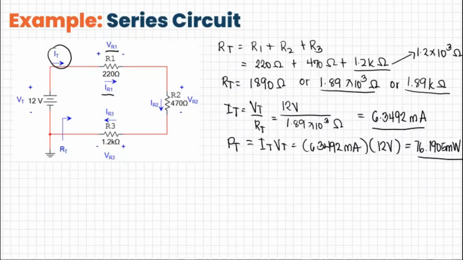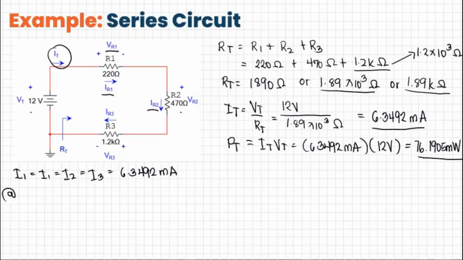Okay? So, how do we do that? So, i-apply natin yung concept na nabanggit natin na kapag series siya, same ang value ng current. Okay? So, IT is equal to I1 is equal to I2 is equal to I3. So, lahat po sila, yung IR1, IR2, and IR3 is equal to 6.3492 milliamperes. Okay, so i-compute na lang natin ngayon is voltage.